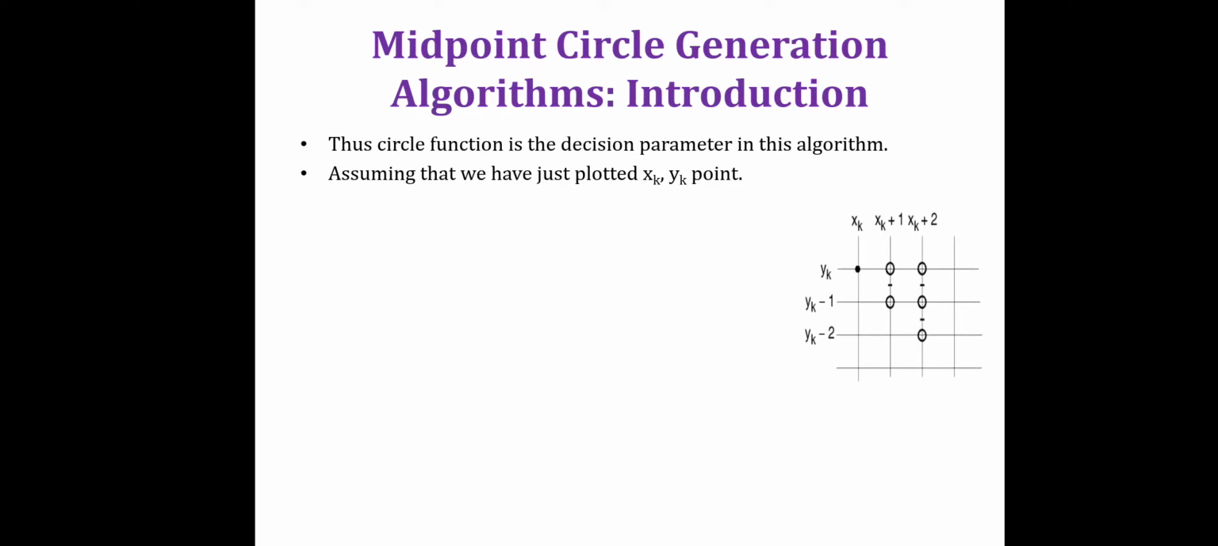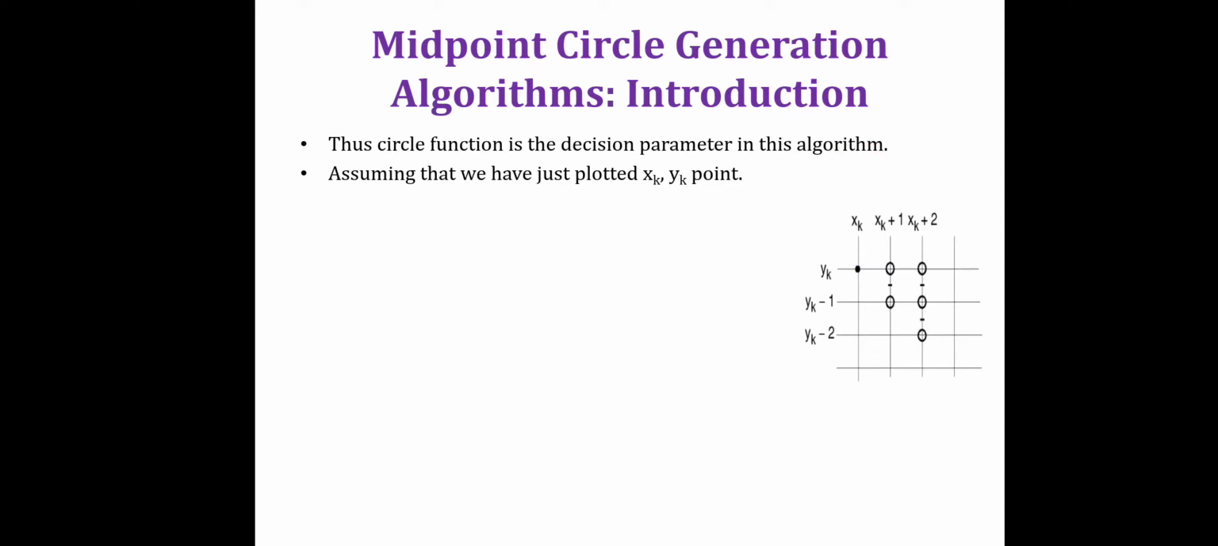What is the purpose of this decision parameter? It decides which point we have to select, either A or B. Depending upon the value of the decision parameter, we are going to choose a particular point. Here I am assuming that we have just plotted xk comma yk, which is one point on the circle. We have plotted that point xk and yk, right?